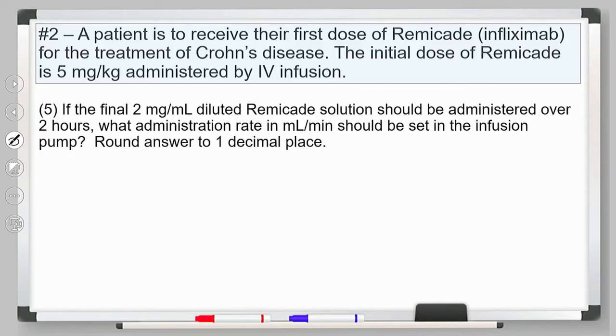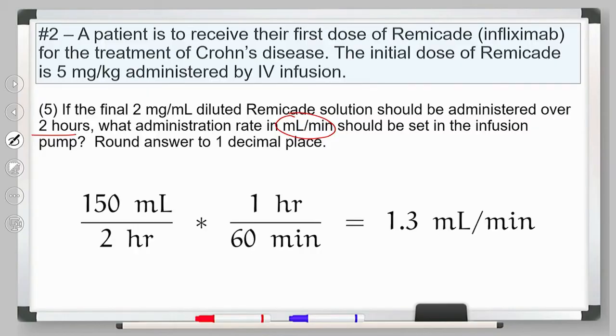Last question: of that solution, if we want to administer it over 2 hours, what do we tell the nurse to administer it in units of milliliters per minute? So this is an infusion time. Well, I know my volume's 150 mils. We know that it's going to be over 2 hours, so I'm in milliliters per hour. All I have to do is convert hours to minutes by dividing by 60. So I end up with milliliters over minutes, and that gave me 1.3 milliliters per minute.